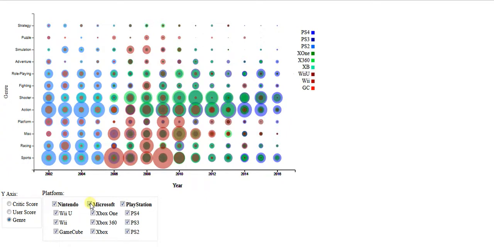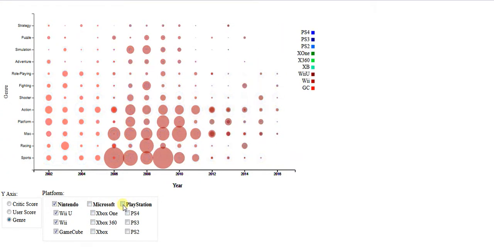So I'm going to go ahead and use some of our filters here. You can click off by console or by manufacturer. I'm going to click off Microsoft and PlayStation and just look at Nintendo. If you look at Nintendo, theirs is very spacious. They make a wide variety of games.